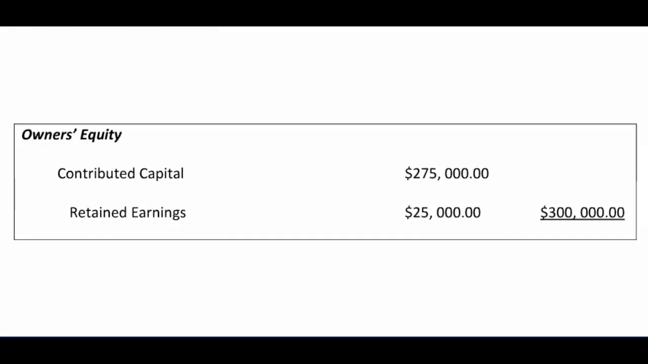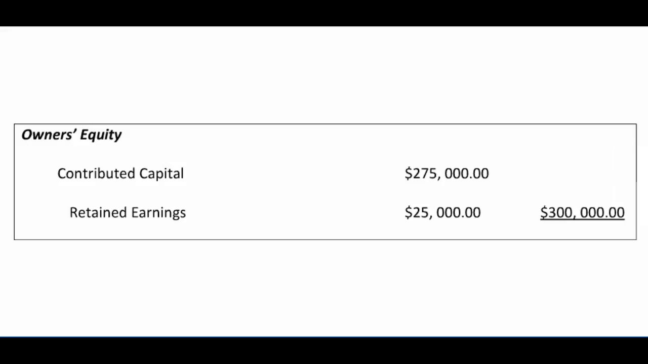The final component of the balance sheet is the owner's equity. In simple terms, the owner's equity is the net value of the business determined by subtracting the liability value from the asset value. In the example balance sheet, the total asset value of the business was $500,000, and the total liability value of the business was $200,000. This simply means that the owner's equity is $300,000.